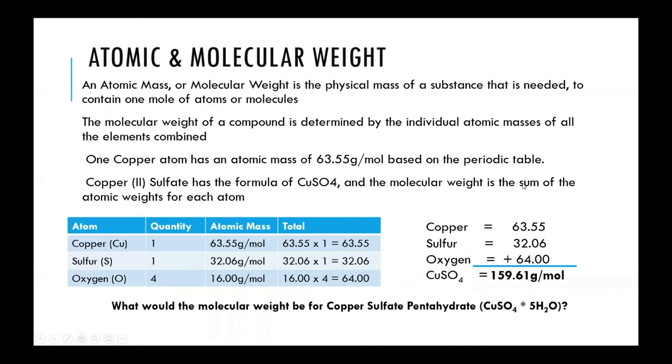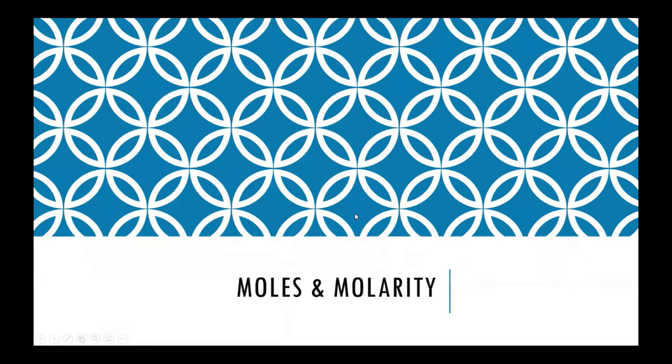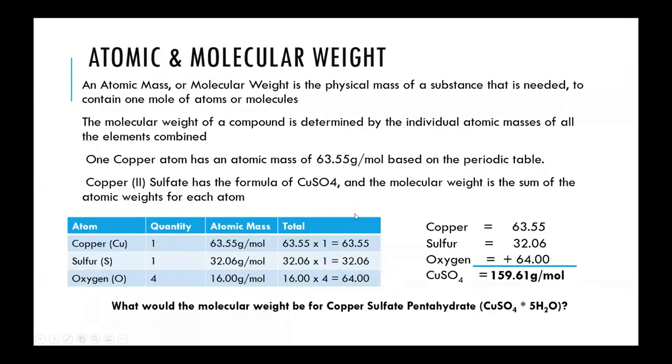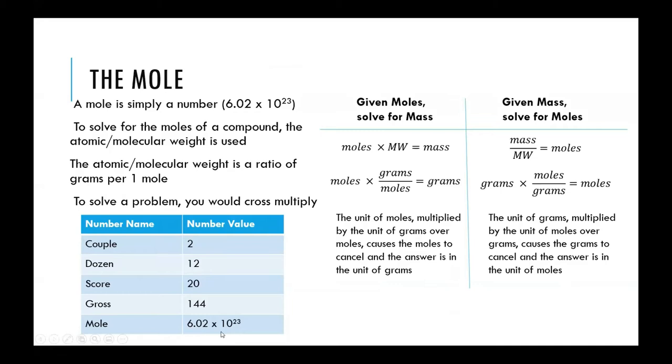The molecular weight itself is coming from the periodic table. All of the different elements on the periodic table have a set atomic weight. And this atomic weight is the mass, the amount of grams that it would take to comprise one mole of those atoms. So one mole, 6.02 times 10 to the 23rd.